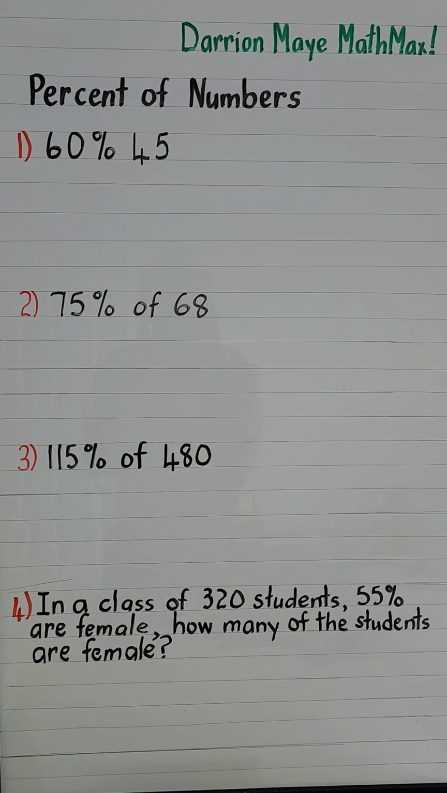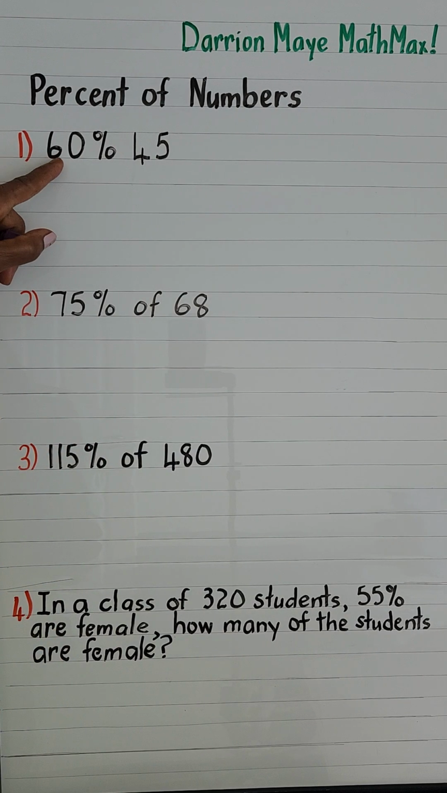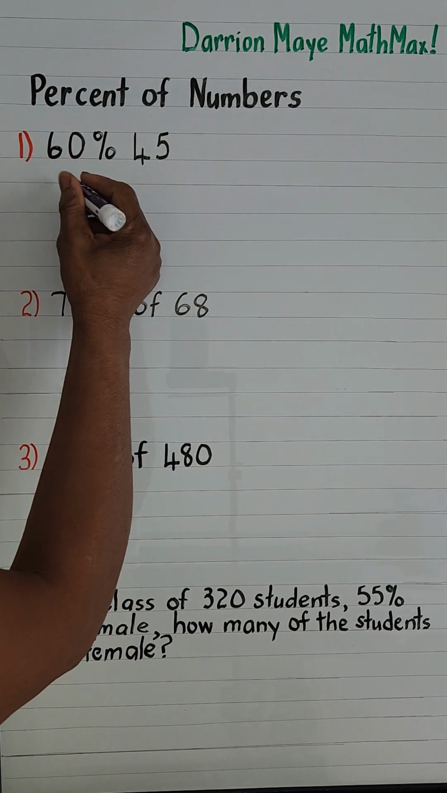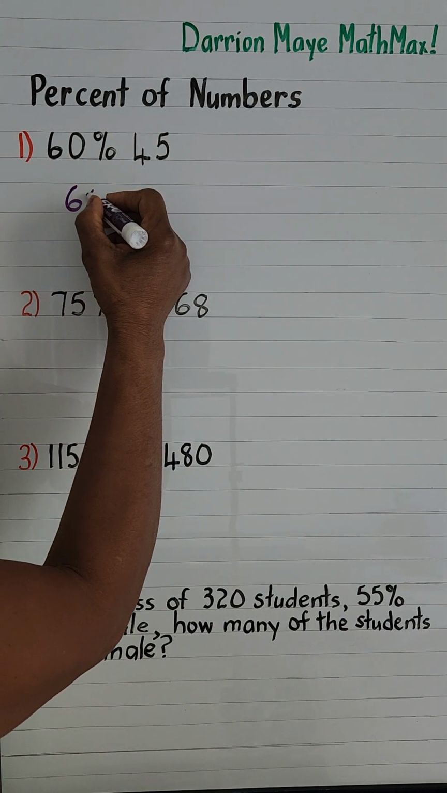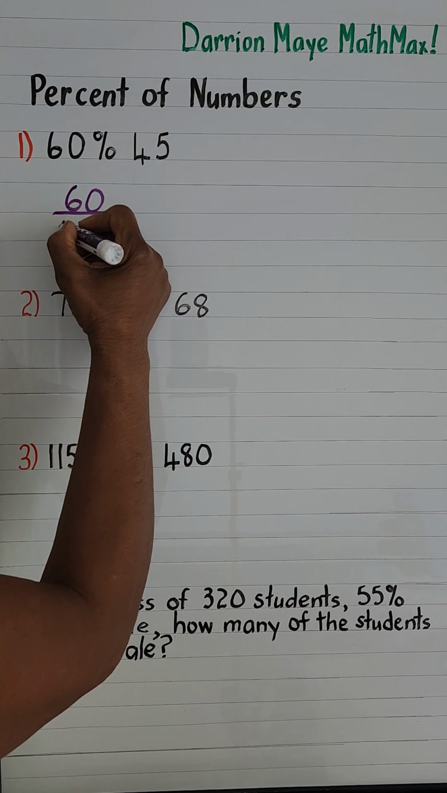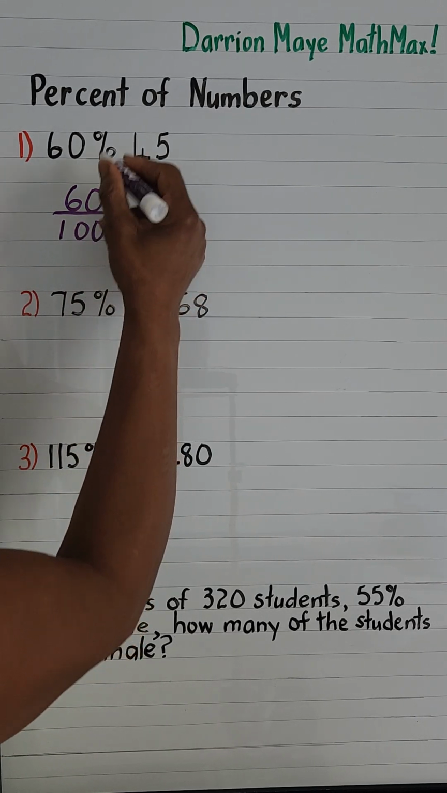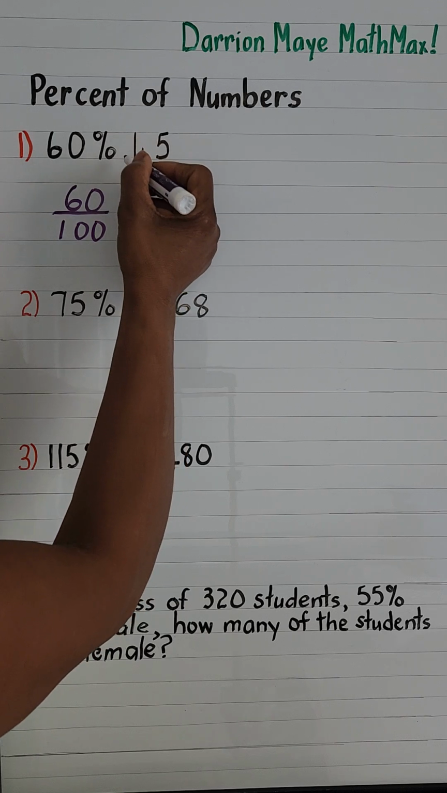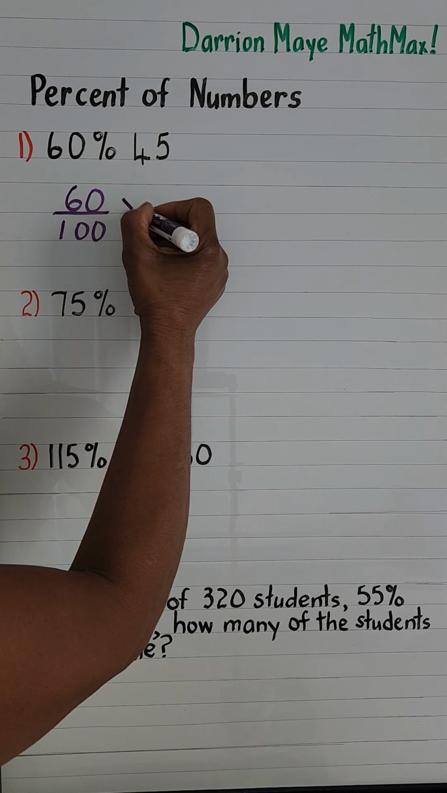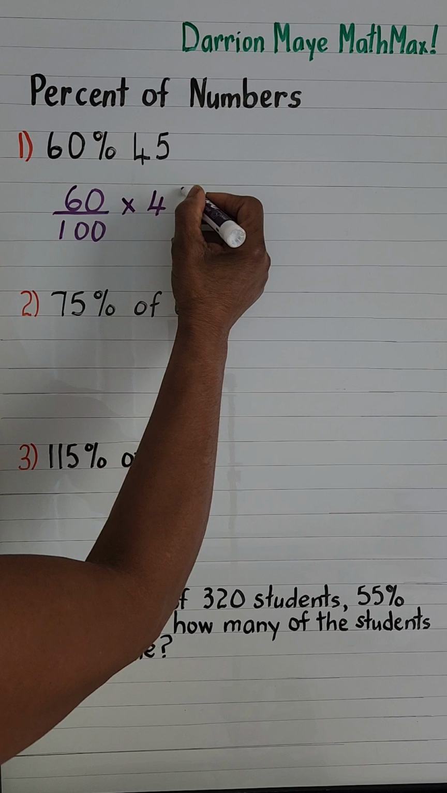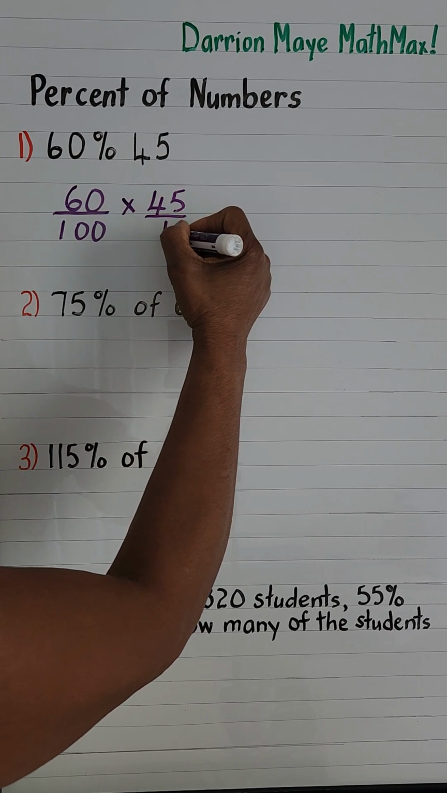Example 1, 60% of 45. As we know, a percent is a fraction with a denominator of 100. So therefore 60% will be 60 over 100. And of means multiply, and that is 45 over 1.